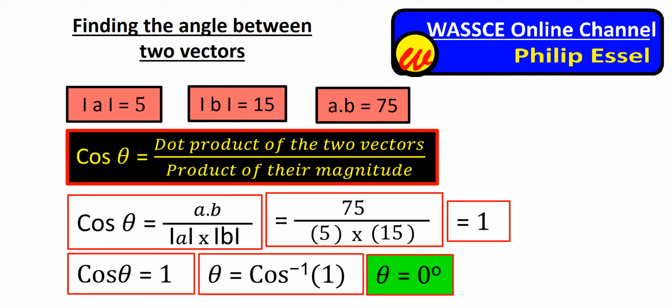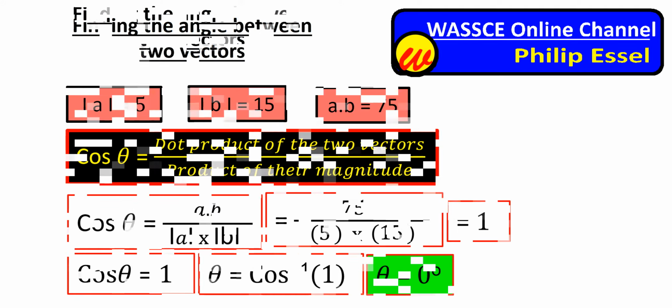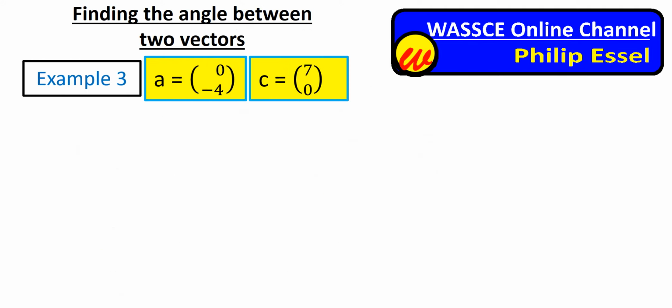Let's look at example 3. So we have to find the angle between the two vectors A and C. The vector A is equal to (0, -4), and the vector C is equal to (7, 0).